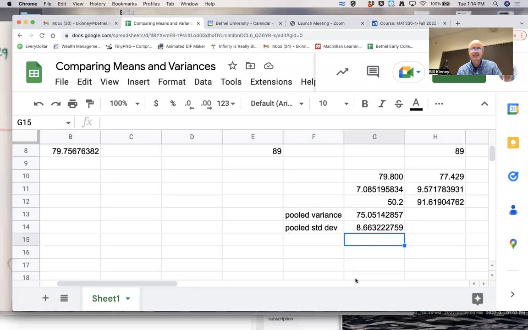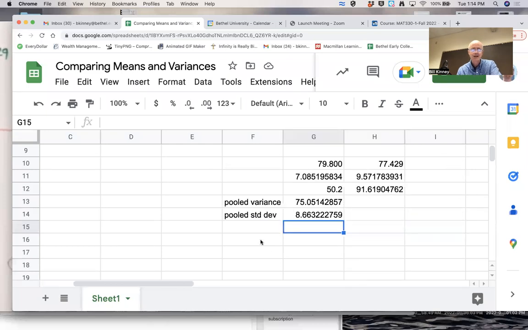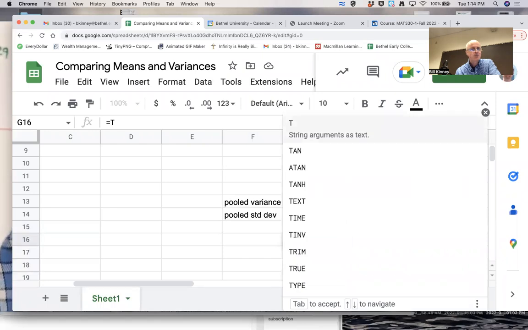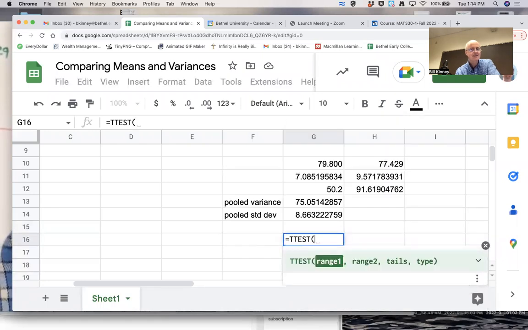What about the test? What could we do here? We could do perhaps equals t-test. Range 1, range 2, tails and type. What's this going to do? This is a hypothesis test to compare the two means, a t-test. It seems to be assuming we've got two different samples from two different populations.